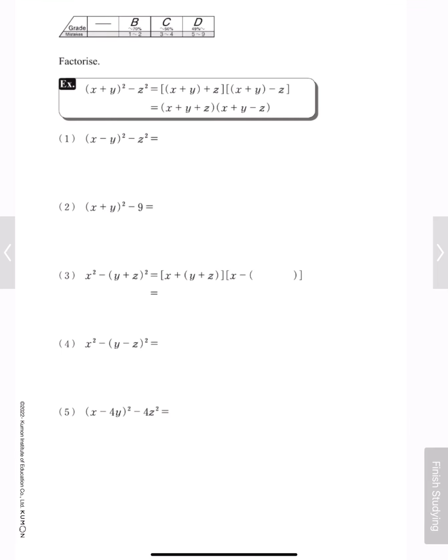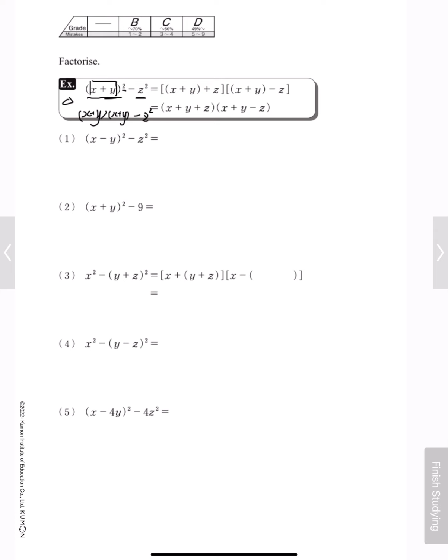Ooh, this is going to be our topic today. Okay, now look at the example here. We have this part subtracting another part here. Let me ask you this. Is x plus y to the power of 2 basically x plus y times x plus y, minus z to the power of 2?